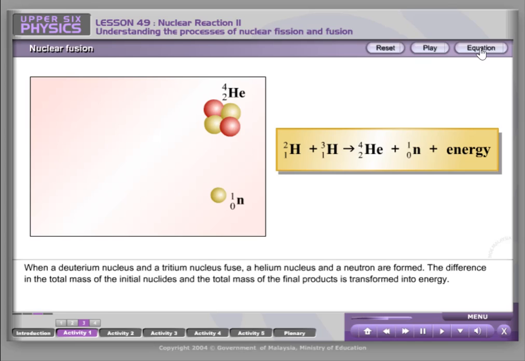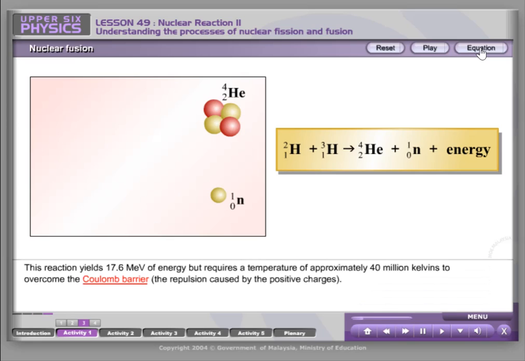The difference in the total mass of the initial nuclides and the total mass of the final products is transformed into energy. This reaction yields 17.6 MeV of energy, but requires a temperature of approximately 40 million kelvins to overcome the Coulomb barrier, the repulsion caused by the positive charges.